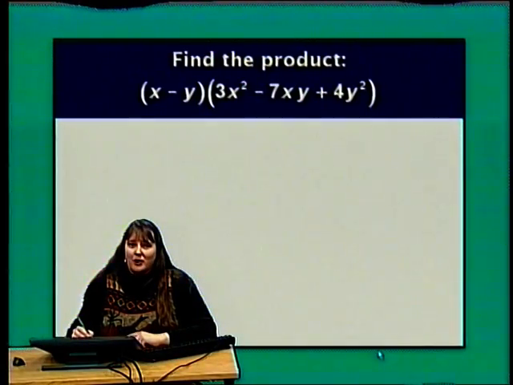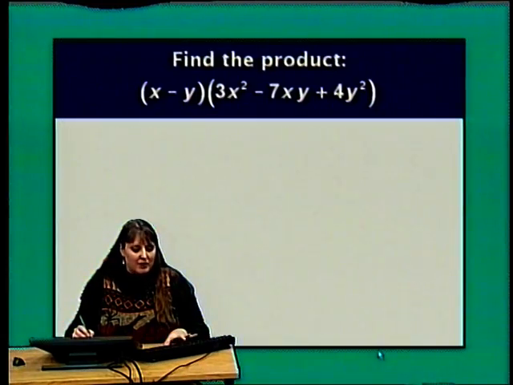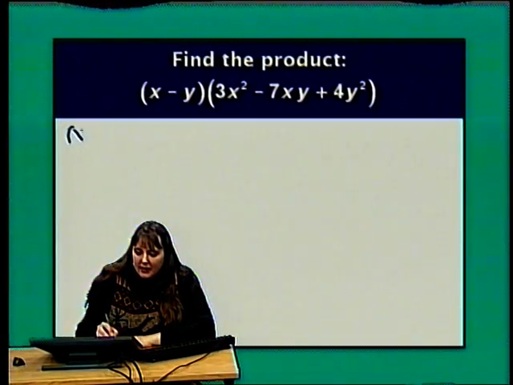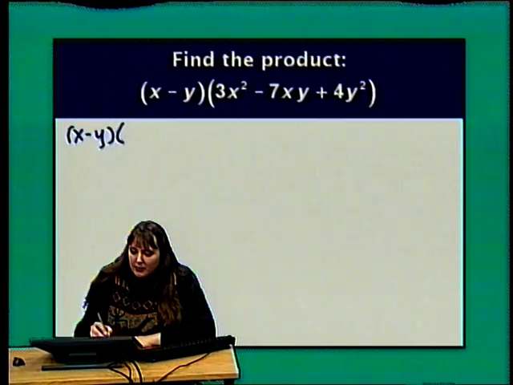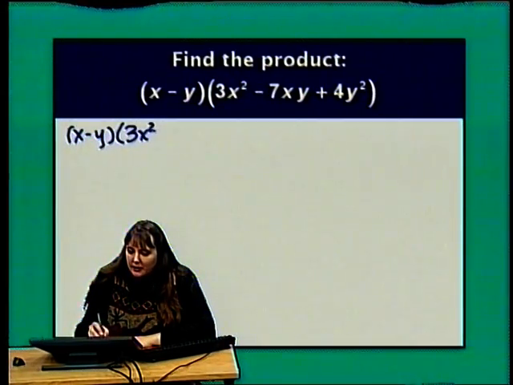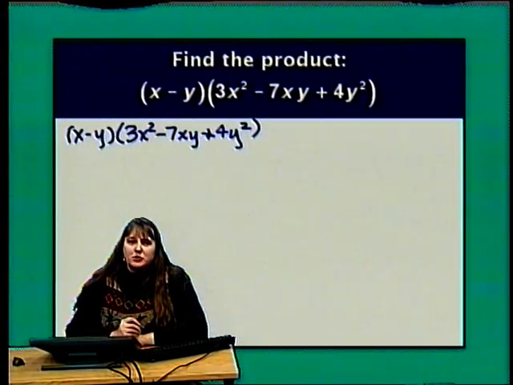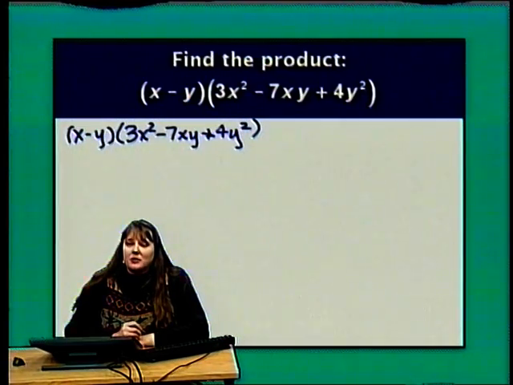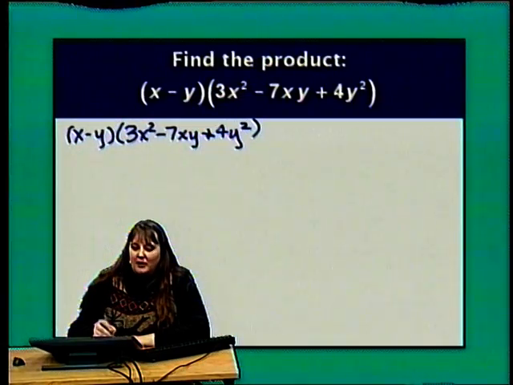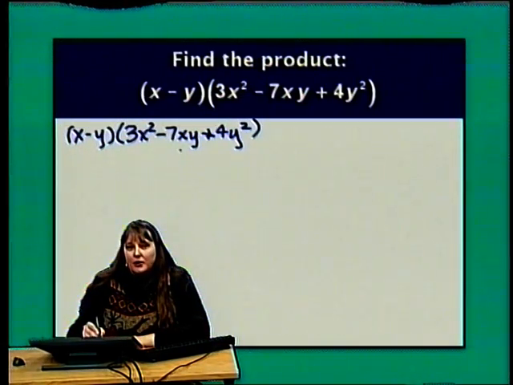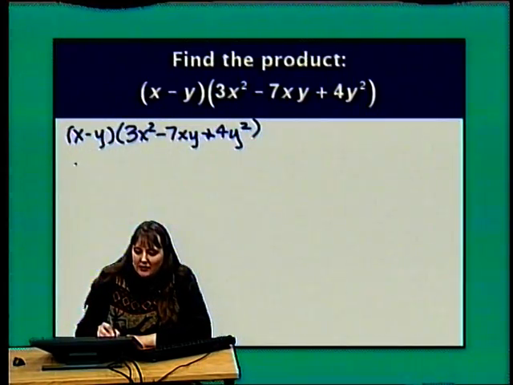Let's find one more product before we finish this lesson. Here I want to multiply the binomial x minus y by the trinomial 3x squared minus 7xy plus 4y squared. And I'm choosing this problem to end with just to remind you that you don't have to use these tables. What we need to remember here is I need to distribute the x in the binomial to all three terms in the trinomial. And I need to distribute the negative y in the binomial to all three terms in the trinomial. So let's write that step out.